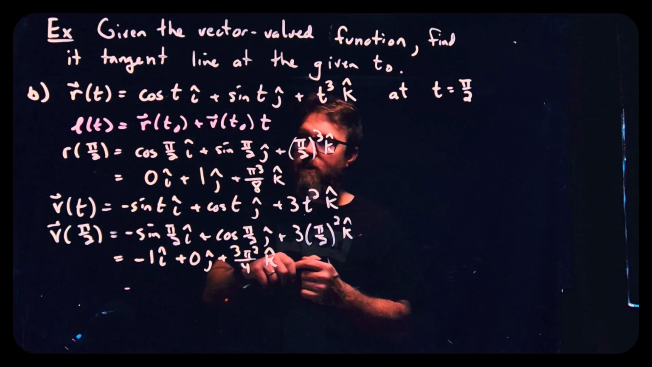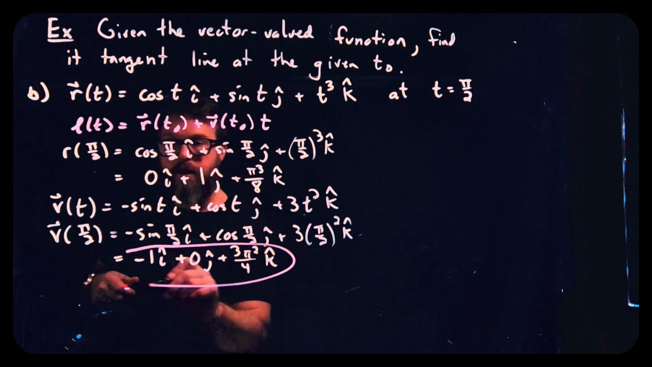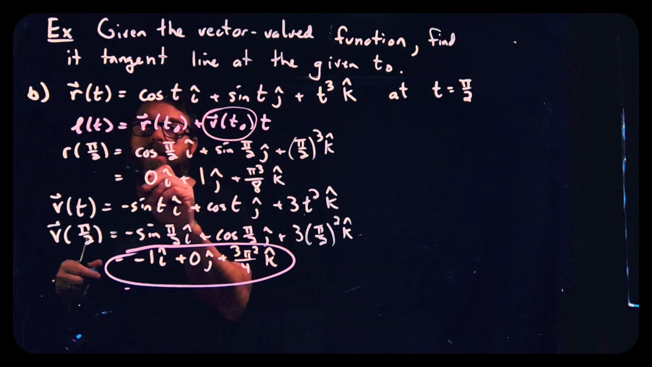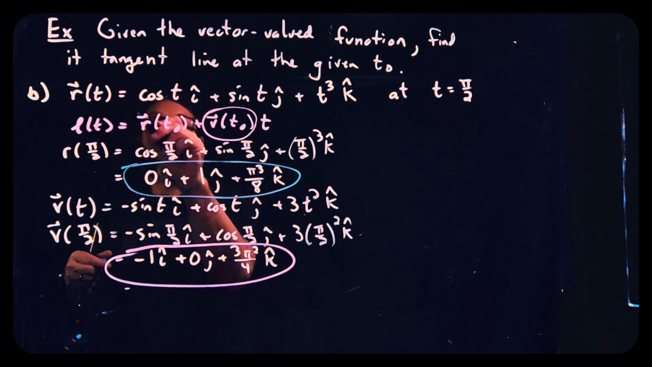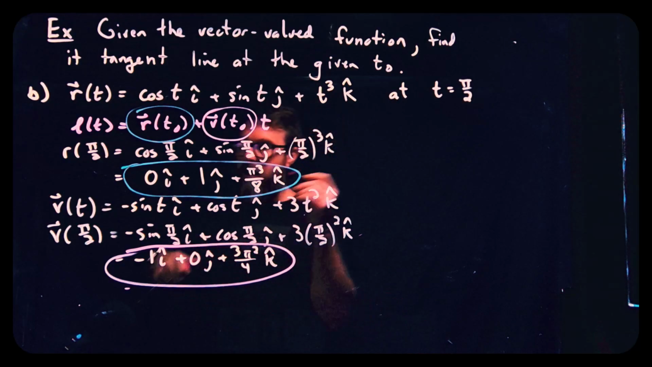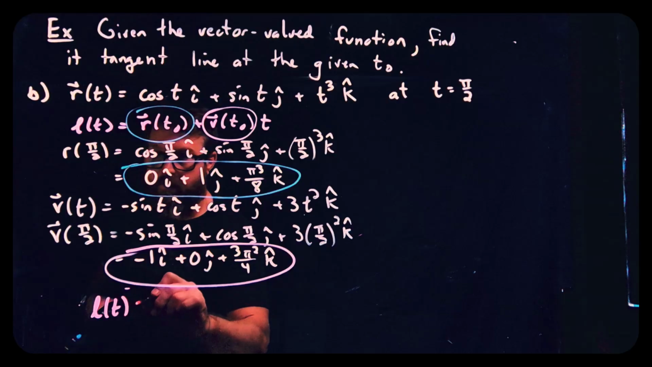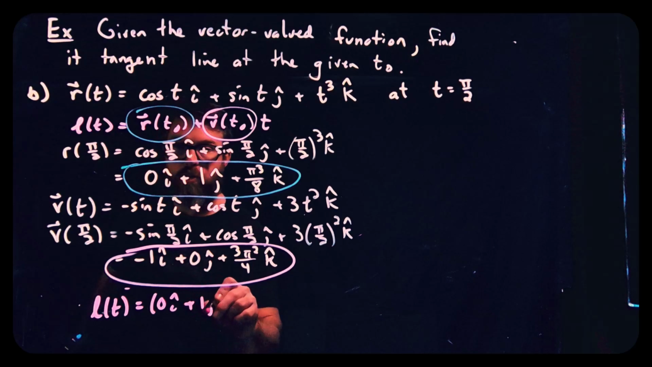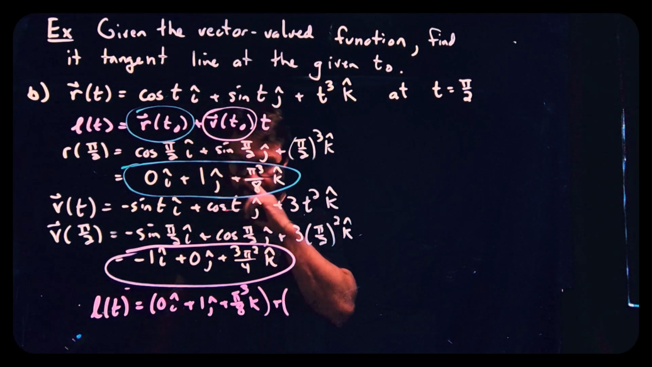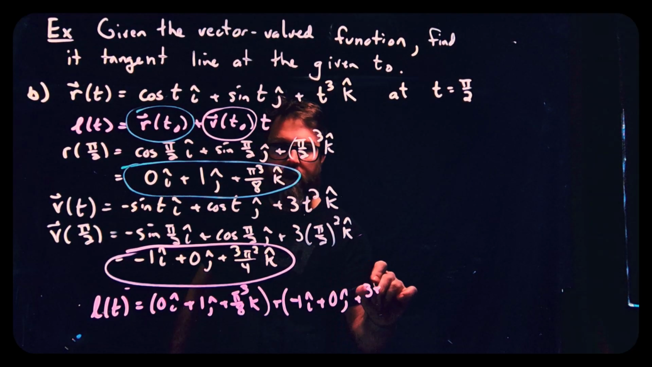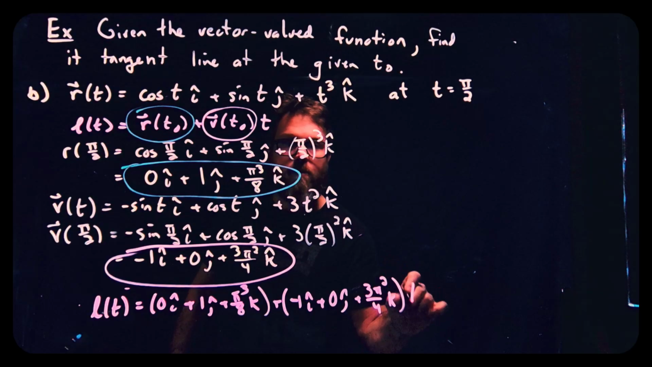Now, again, what's going to happen is this velocity vector is going right here. And then similarly, an initial point is going to go right there. And we still have to multiply by that parameter t. So L of t is going to be equal to 0i plus 1j plus pi cubed over 8 k. And then finally plus our velocity vector, so minus 1i plus 0j plus 3 pi squared over 4 k, times t.